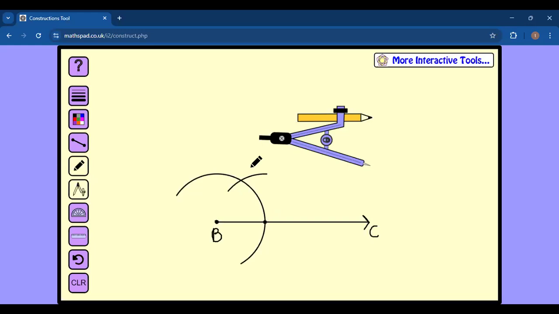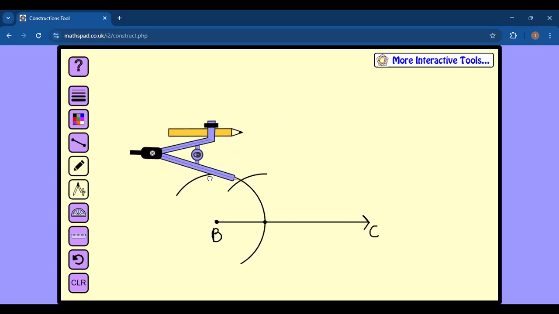Okay, so right by where the two arcs meet, right there, you put your, what's this thing named again? Compass. Yes. You put your compass there and you make another arc.